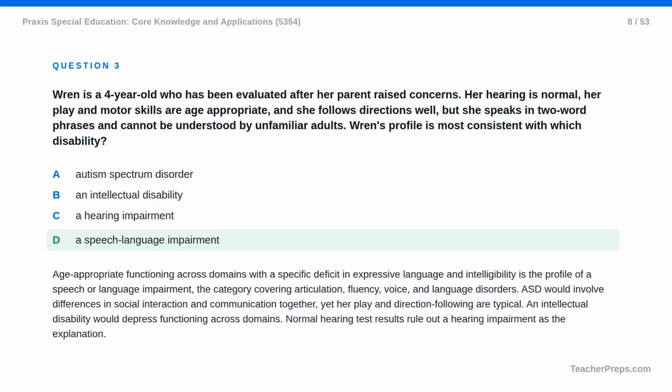Age-appropriate functioning across domains with a specific deficit in expressive language and intelligibility is the profile of a speech or language impairment, the category covering articulation, fluency, voice, and language disorders. ASD would involve differences in social interaction and communication together, yet her play and direction following are typical. An intellectual disability would depress functioning across domains. Normal hearing test results rule out a hearing impairment as the explanation.